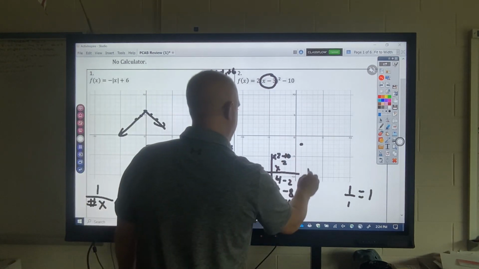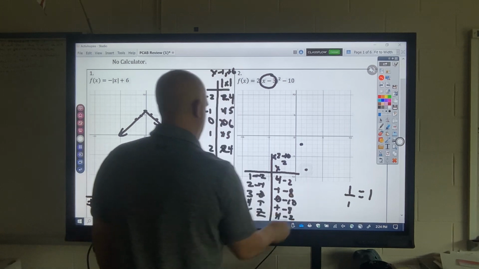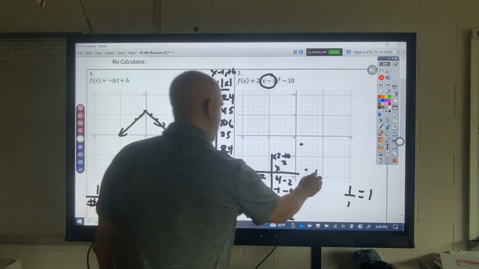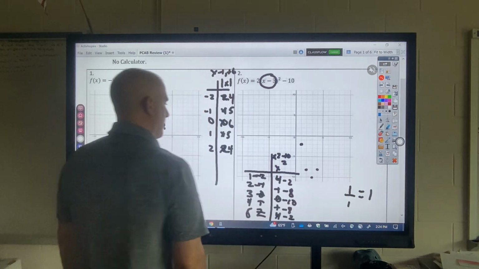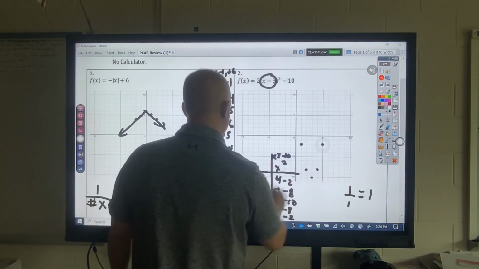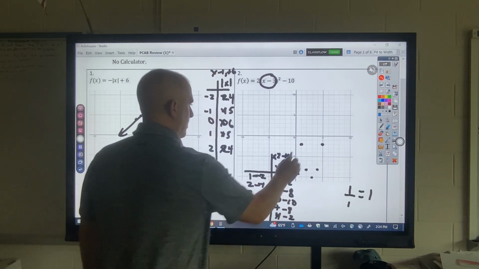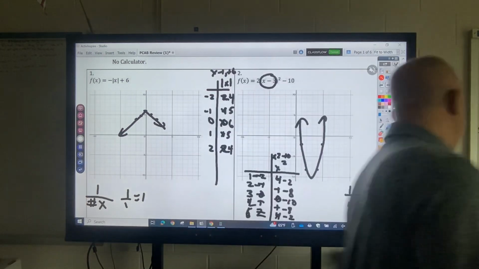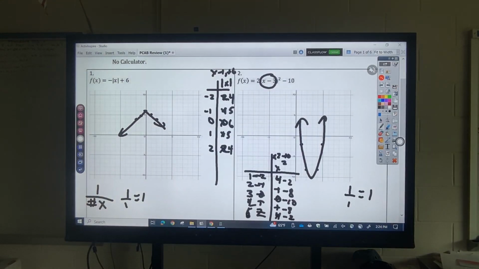So I got 1 over -2 down, somewhere in here. 2 over -8 down, somewhere in here. 3 over -10 down, somewhere in there. 4, -8, somewhere in here. And then 5, -2, somewhere in here. Okay, and so your graph looks like this. Let me scroll on to the bottom here.